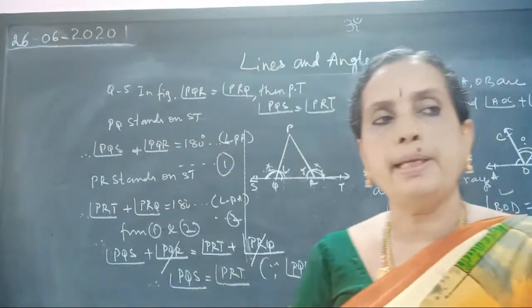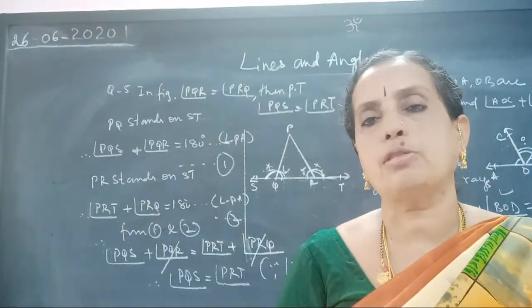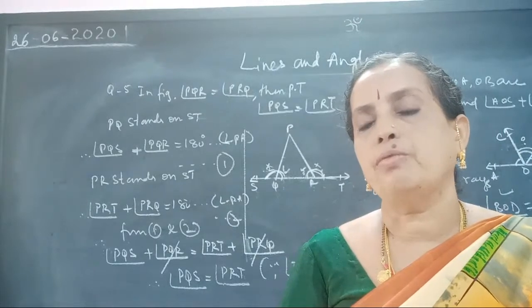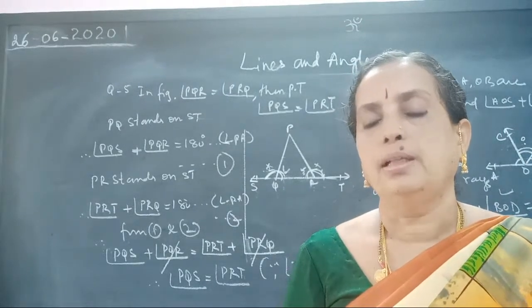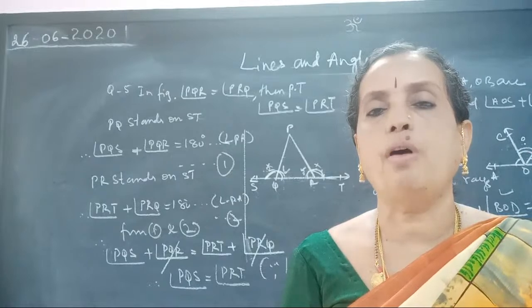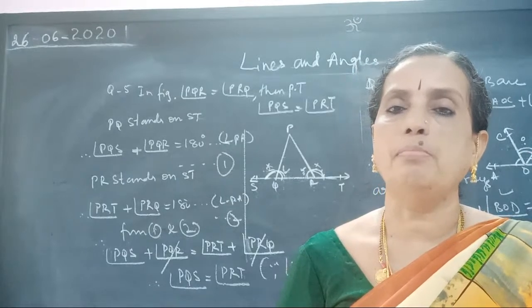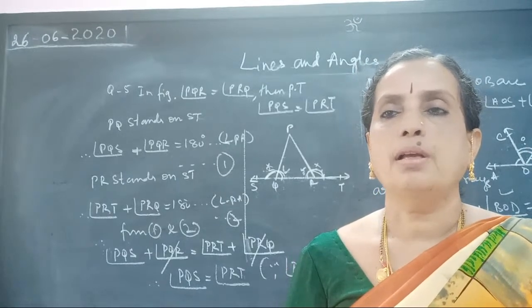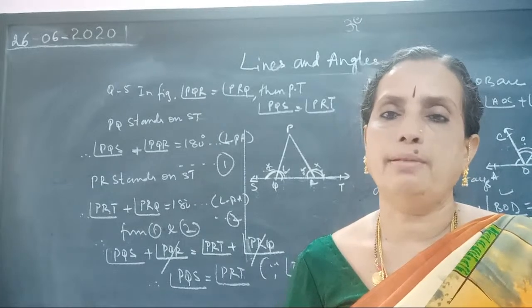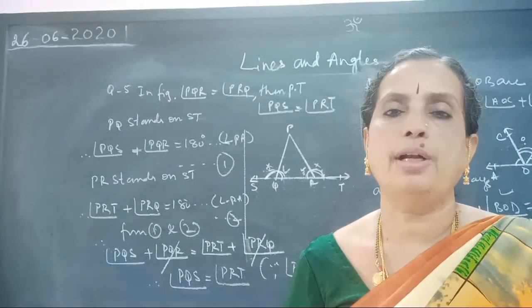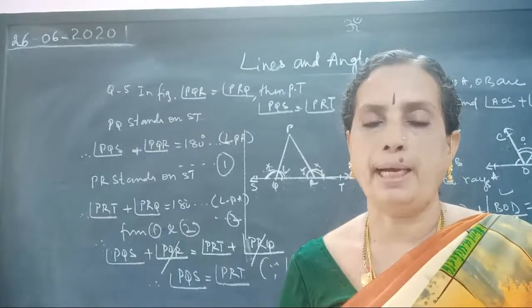Tomorrow in the beginning I will prove theorem 6.1. That is, when two lines intersect, the vertically opposite angles so formed are equal. Very, very important. So please be attentive in the live classes as well as the recorded. You have to repeatedly practice.